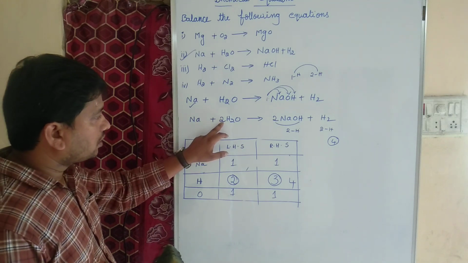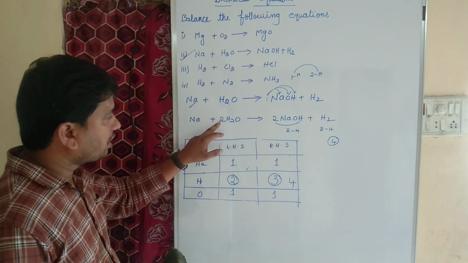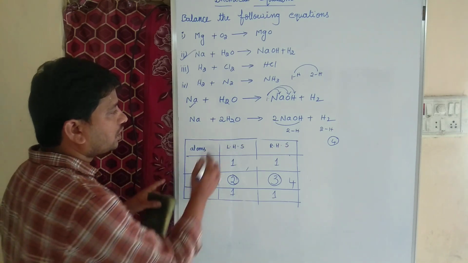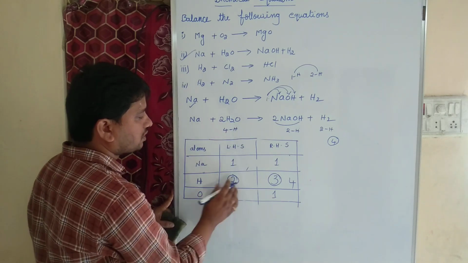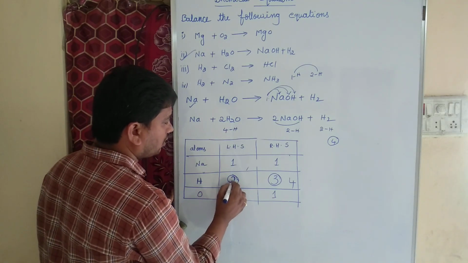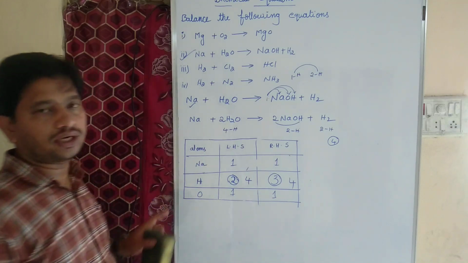So now 2 into 2. See children, we need to multiply this. 2 into 2, totally it will become 4 hydrogen atoms. Now here also it will become 4 hydrogen atoms.